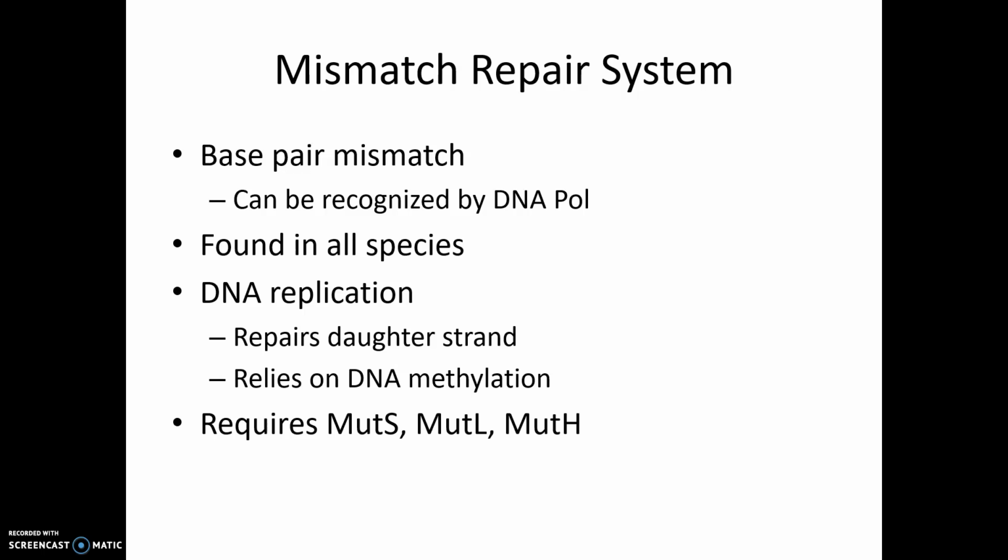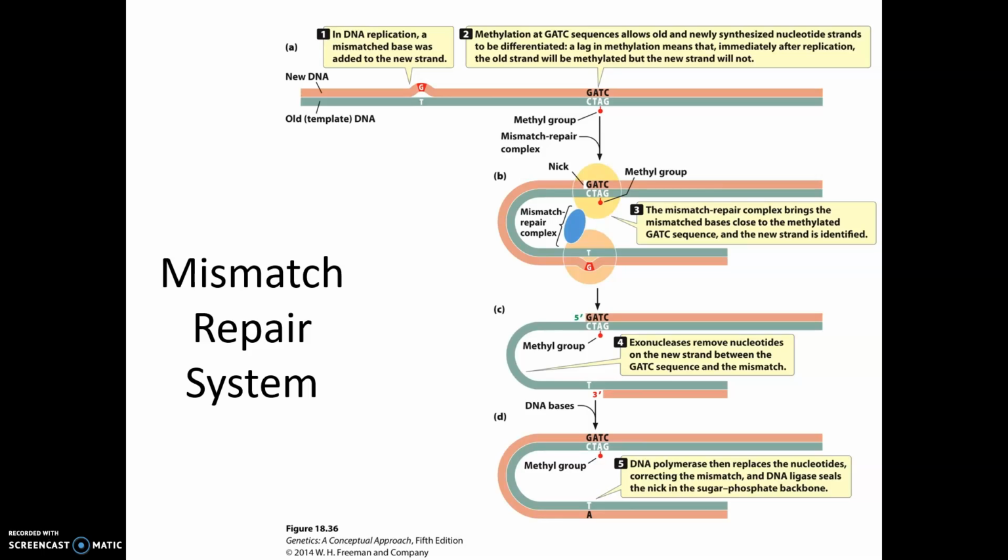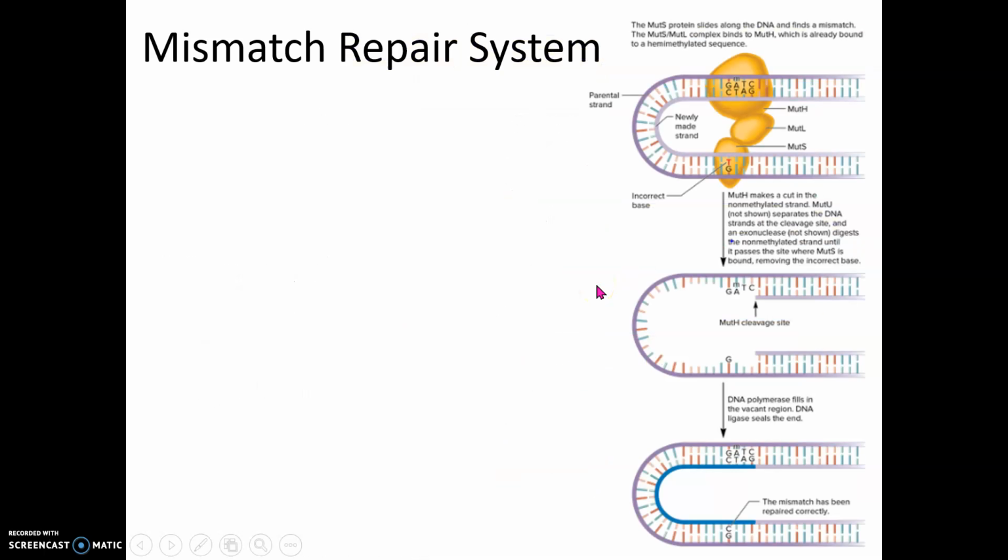So what do I mean by that? It's going to use the daughter strand during replication. It's going to repair the daughter strand on replication using the parent strand, and it knows which is which by DNA methylation. So the parent strand is still fully methylated, whereas the daughter strand, which was newly synthesized, is not. So this is going to use these MUT, like mutation proteins. In our mismatch repair, I have two pictures that show the same thing. This one actually shows those MUT proteins.